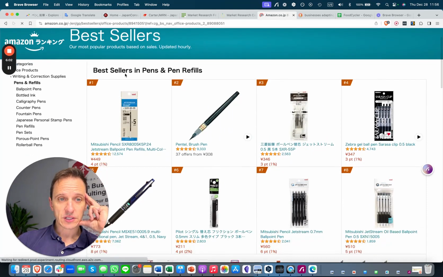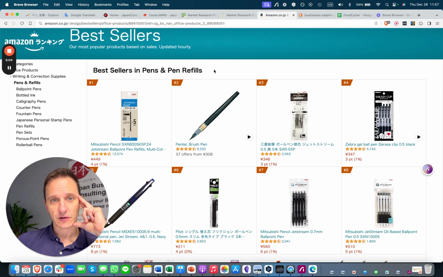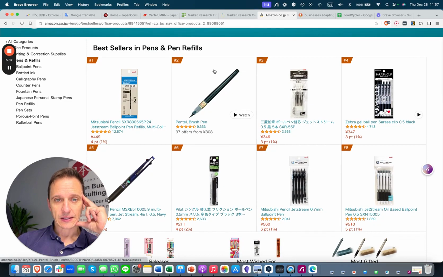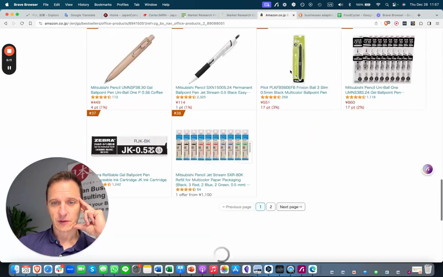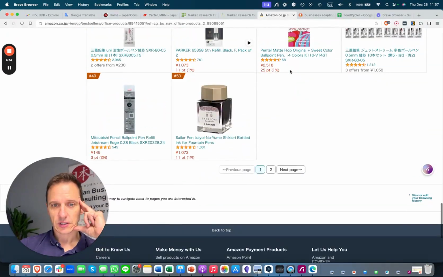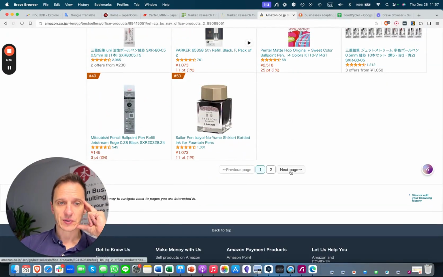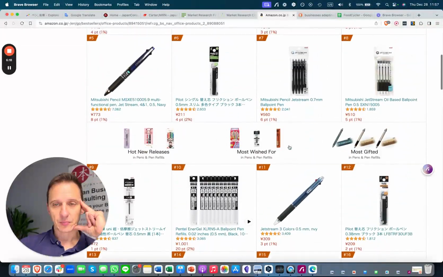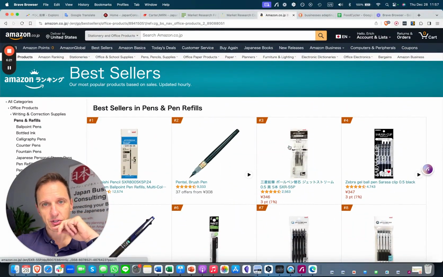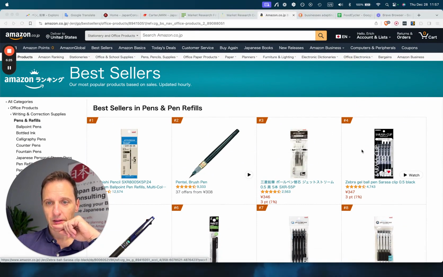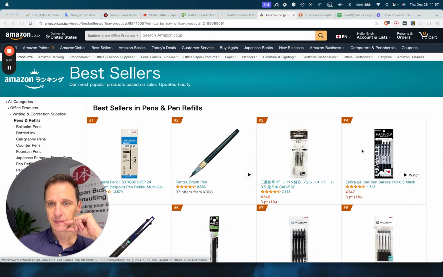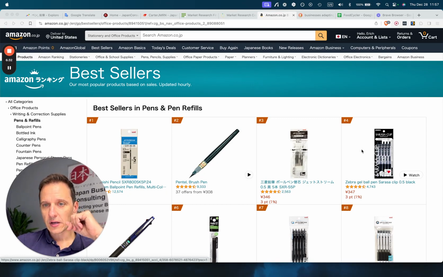So here you will see what the best sellers in pens and refills are on Amazon Japan, which can also be very valuable. And understand this one goes up to, I guess, the top 100. So you have the top 100 products on Amazon to better understand what you can do in regards to introducing your product to the Japanese market. So this is one way of how to use digital tools for market analysis.